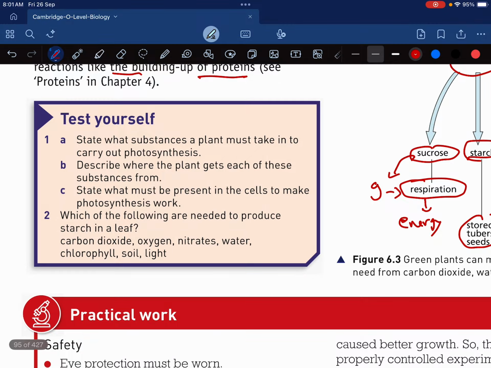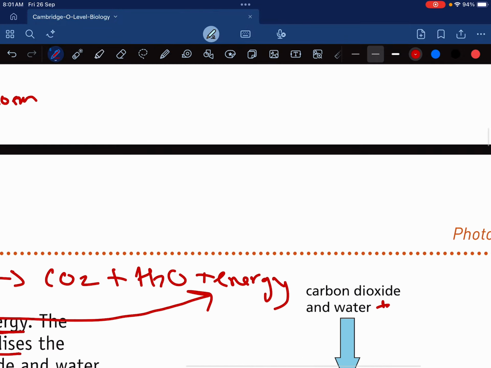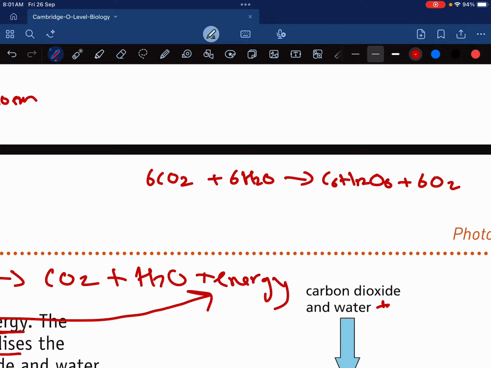Now let's test ourselves. Let's test what we have just read. Question number 1A, state what substances a plant must take in to carry out photosynthesis. We have already read what things it must take in. By now you should know the formula: 6CO2 plus 6H2O gives us C6H12O6 plus 6O2 with the help of light, right?